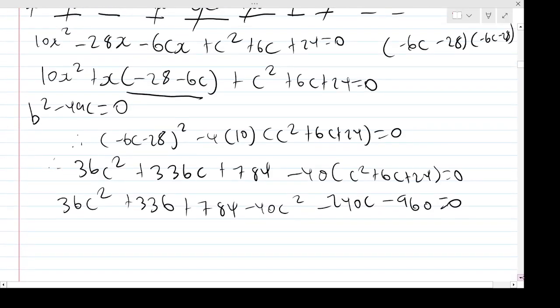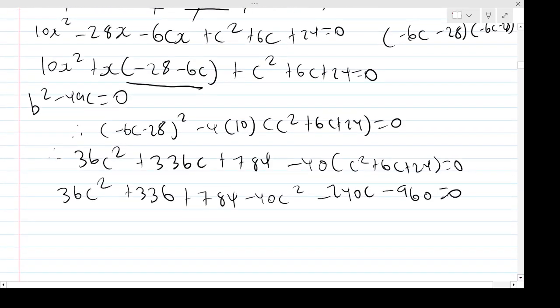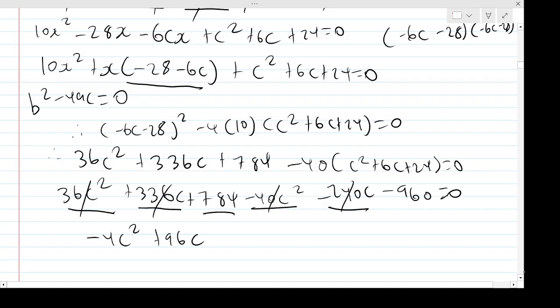And again, now you can see it's a quadratic for c. So let's collect all the terms together. So 36c squared minus 40 is minus 4c squared. Cool. Then we have that's a c there. There we are. Then 336c and then minus 240c. That gets me 336 take away 240 is plus 96c. Cool. Then we lastly have 784 minus 960. That gets me minus 176 equals 0. And hopefully that should be able to simplify.